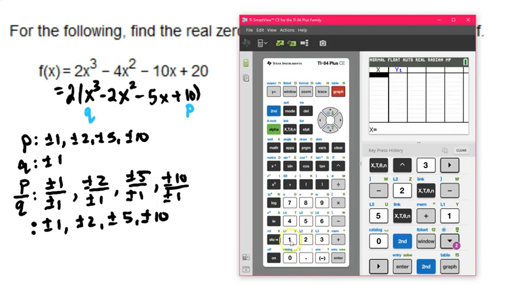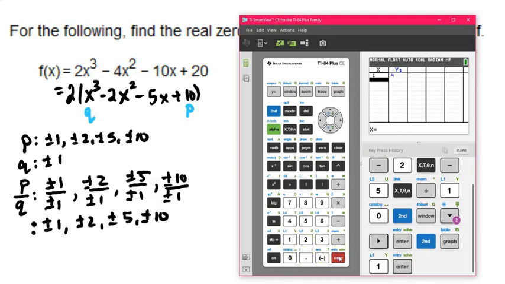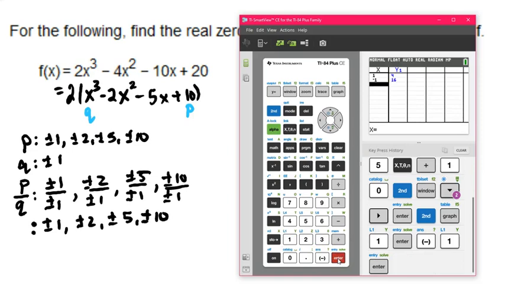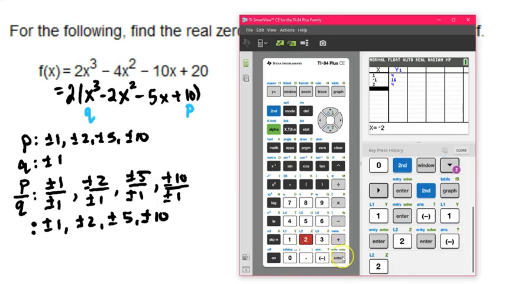So let's type positive 1. We see a y value of 4, so we don't have a 0. Negative 1 is a y value of 16, so our remainder is 16 and we don't have a 0 there. Positive 2 gives 4, and that's not a 0. Negative 2, no.